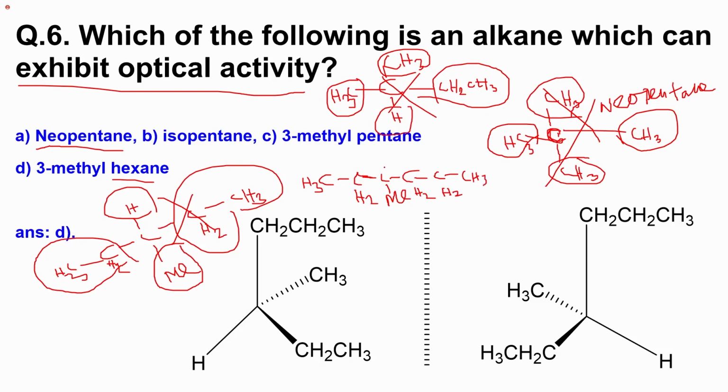Okay, now the 3 position methyl is there. Now we have another proton here. So now the one carbon chain is CH2, CH3, and the second one is the methyl group. Third one is the hydrogen, and the fourth one is CH2, CH2, CH3. So what are the criteria for the optical activity?